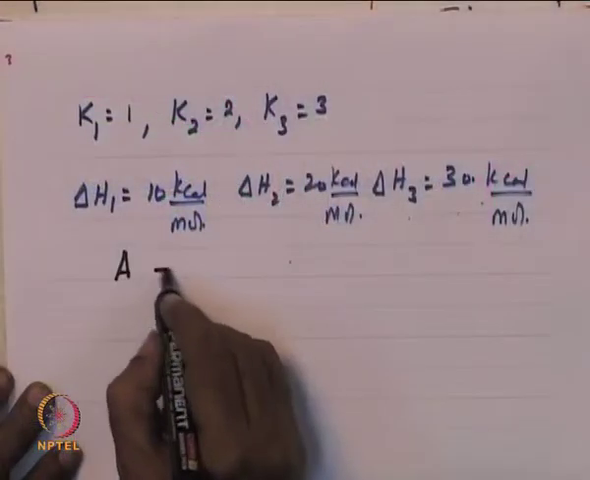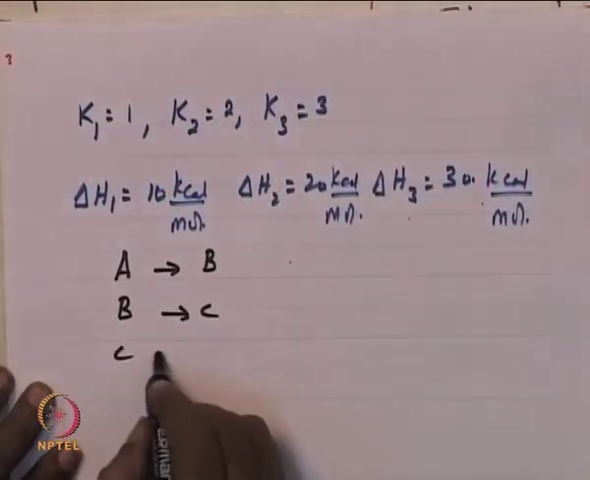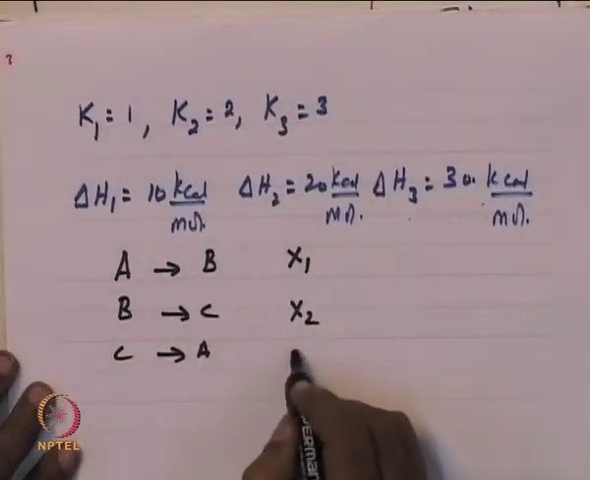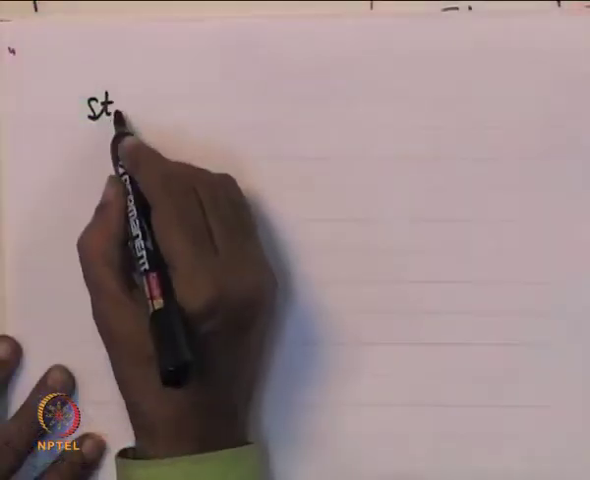So, A goes to B, B goes to C, C goes to A. If there are three reactions, and X1, X2 and X3 are the extents of reaction in each of these, we can write the stoichiometry. So, let us write the stoichiometric table.